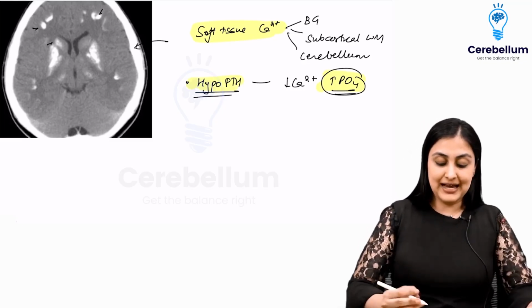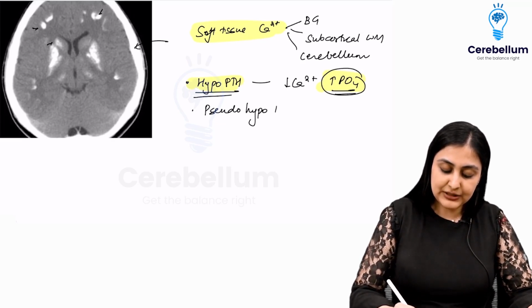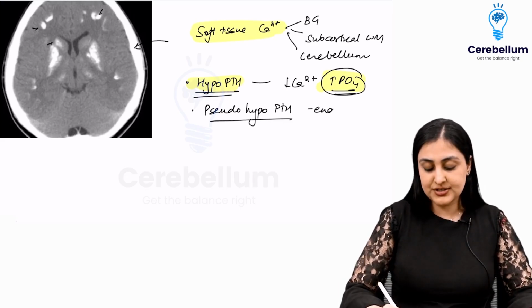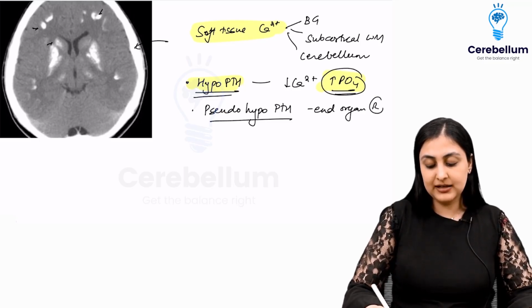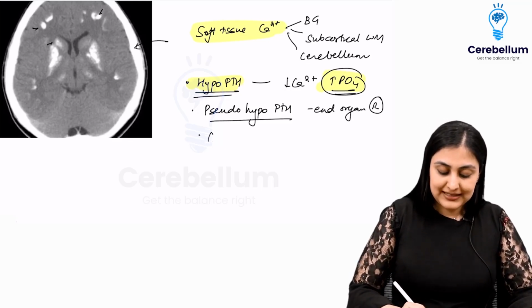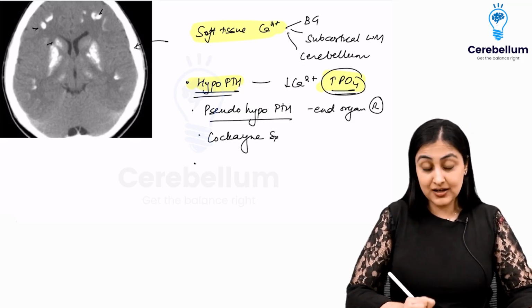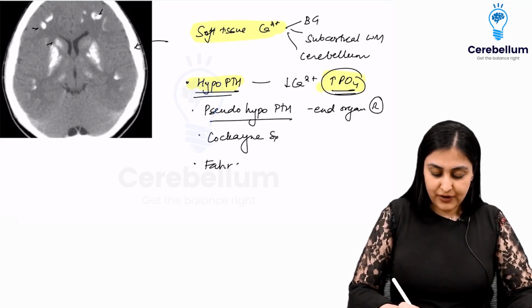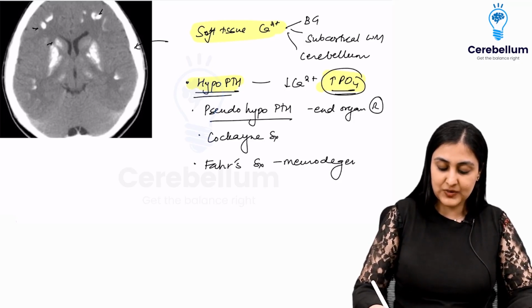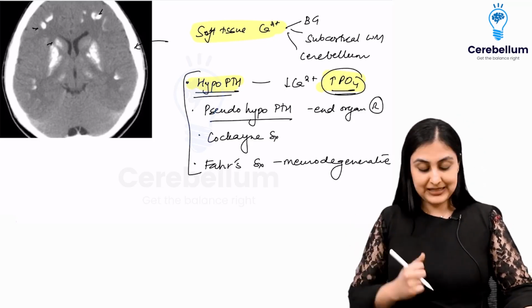So one differential is hypo-PTH. The second could be pseudo-hypo-PTH, wherein you don't really have parathyroid being low, but there is end organ resistance. So functionally, it is like a hypo-PTH state. Fine, so that is pseudo-hypo-PTH. Then there is a syndrome called Cockayne syndrome, different from the cocaine drug, and there's also a syndrome called Fahr's syndrome, which is a neurodegenerative syndrome. Elderly patients will show this. Okay, so these are the various differentials of basal ganglia calcification.